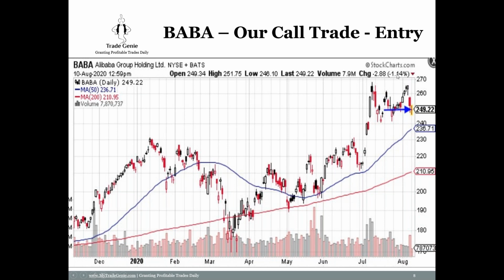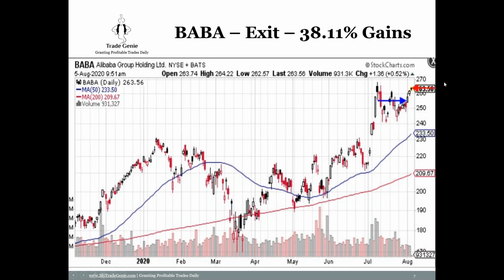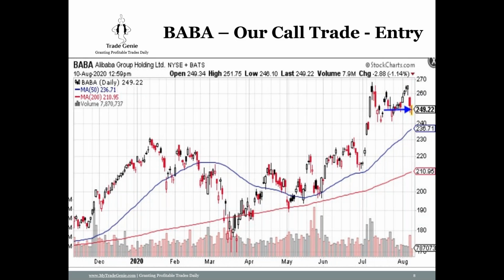This is another entry for Baba. So you see, after that, look how good our exit was. I forgot. So this is where we exited, right? 263. We were not greedy, because if you're greedy and don't take the profit, this is what you saw: Baba gapped down to the 249 level.